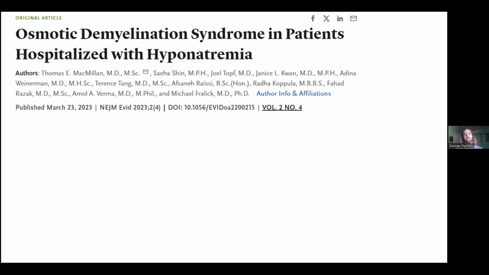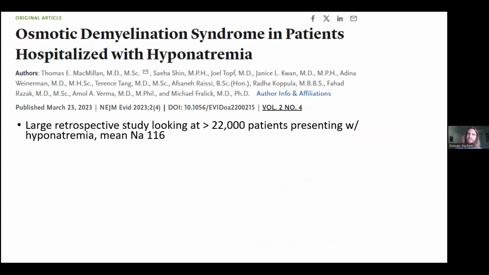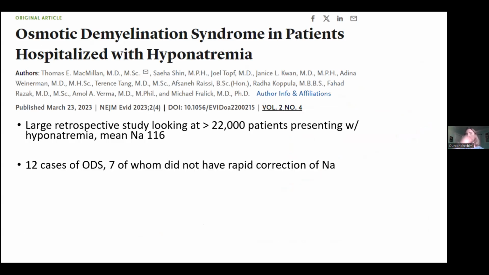This most recent one was from last year: again, large data sets, a well done retrospective study looking at over 22,000 patients with pretty significant hyponatremia coming into the hospital. Of all those 22,000 patients, only 12 cases of osmotic demyelination syndrome were identified. So first of all, very, very rare.